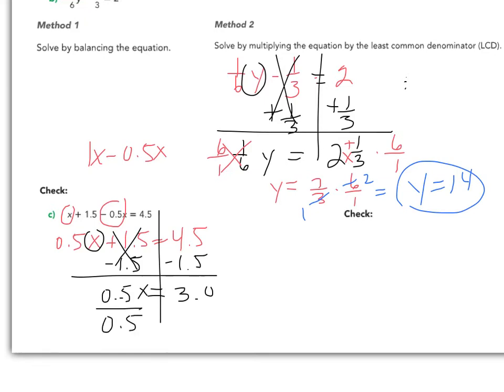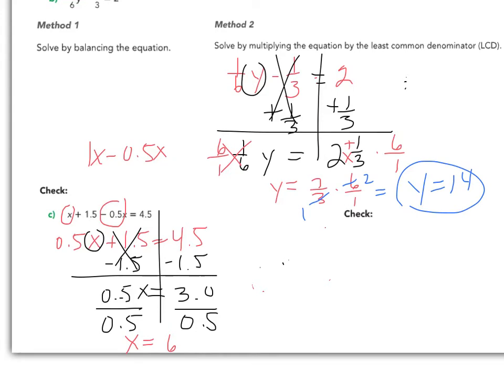Undo multiplication with division. Okay, so we have 5/10 into 3.0. Move those decimal points over one place, and we're going to get 6. So x equals 6. Okay, so let me erase this, and now we need to check it. Remember to check, you're going to plug your answer in.